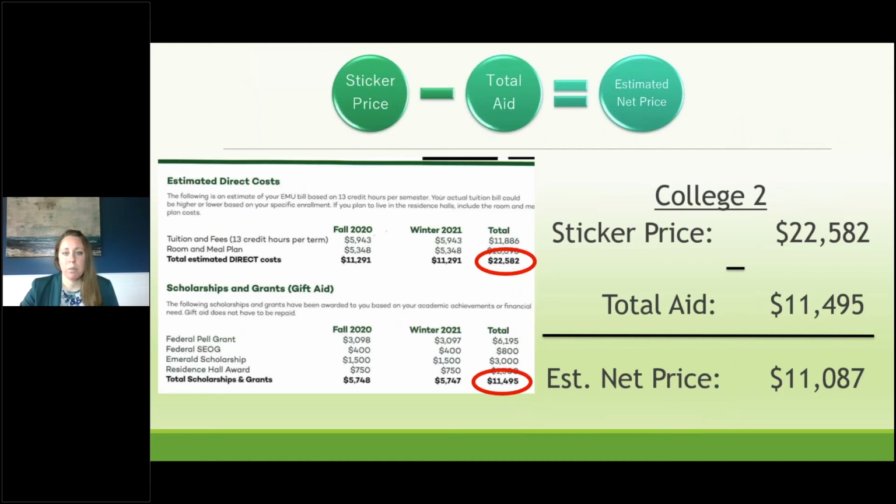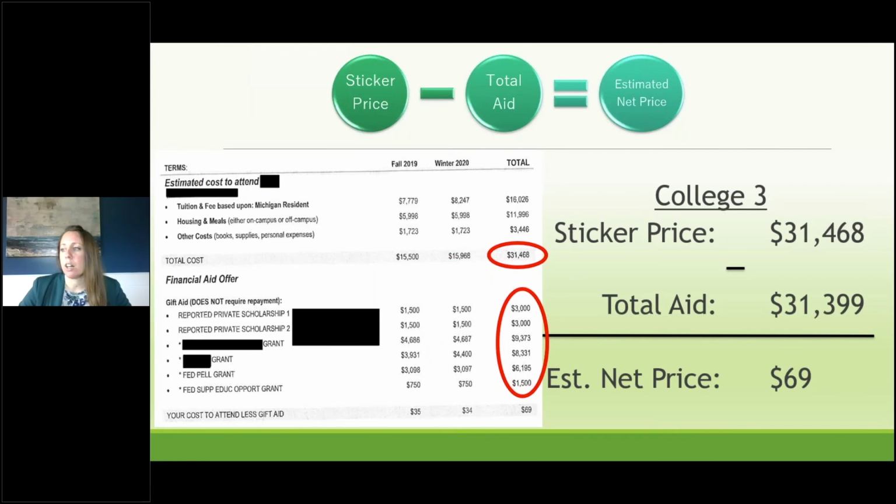College 2, here we're going to look at the sticker price. So you can see that award letter looks a little different. This is from a different institution in the area. The direct cost there for the year is $22,582. We're going to subtract the total amount of aid, so $11,495 for this particular student. So they've got some scholarship, they've got some Pell Grants, some additional money there. Then an estimated net price that the student is going to have to fill the gap with loans or other scholarships, or however they're going to try and fill that gap, is about $11,000.